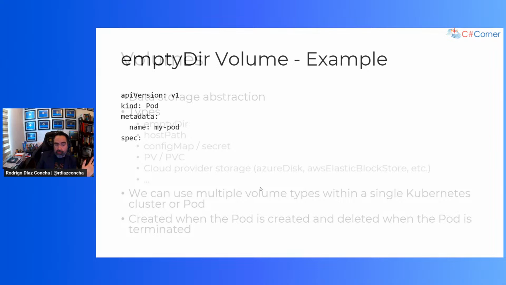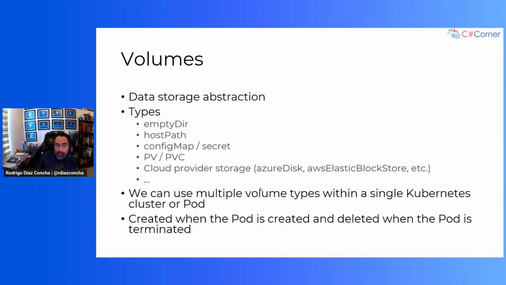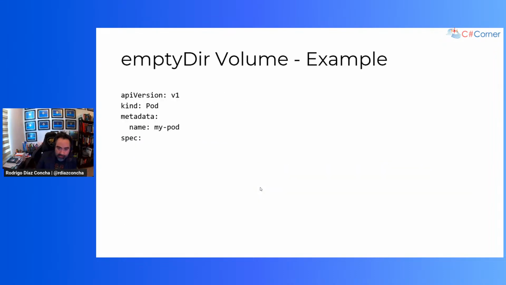So that's one of the different types that we have for volumes, okay? emptyDir is just an empty folder that you can specify so different containers can communicate between each other, or they can write data and read data from this shared place, okay? This shared storage. So for instance, as you can see here, I'm just defining a regular pod, right? API version, kind, metadata.